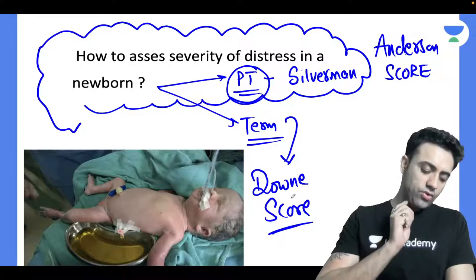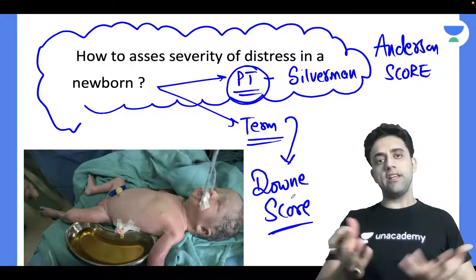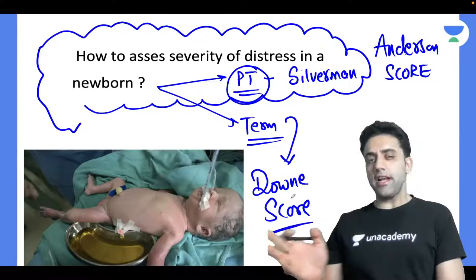Someone says Apgar score. No dear, Apgar score is different. Apgar score is a scoring system to know the clinical evaluation of the baby. Apgar score is different and this one is different.